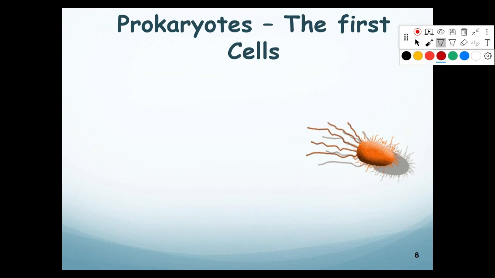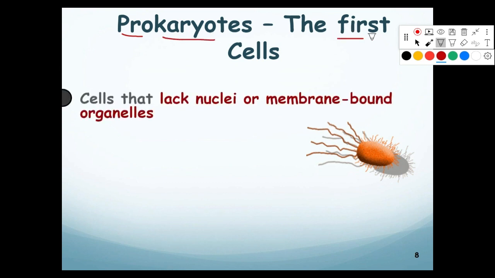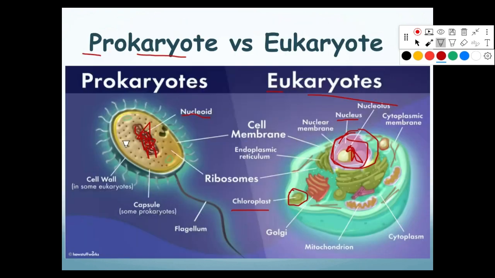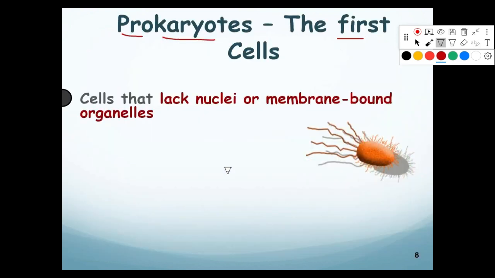So prokaryotes are the first cells, right? Again, they came before there was a nucleus, which means they came first. And so here you see an example of a prokaryote. Very simple organism. These are cells that lack nuclei or membrane-bound organelles. And again, right here, there is no nucleus and there are no organelles.